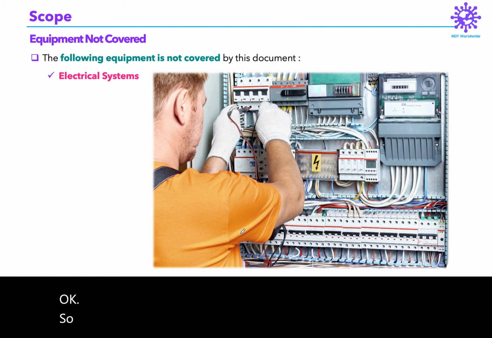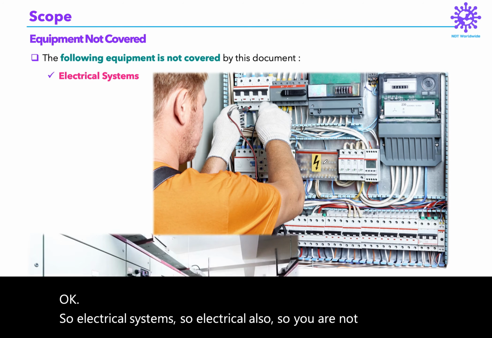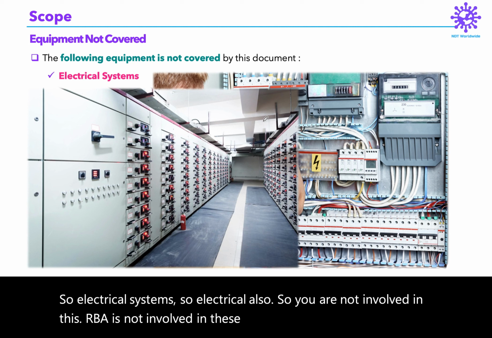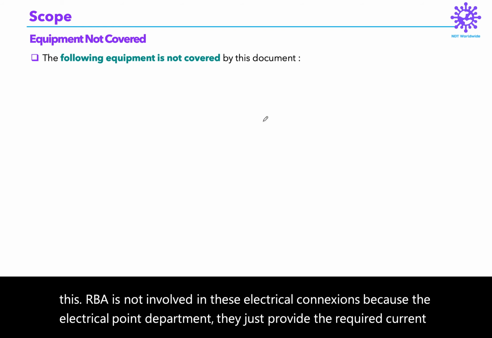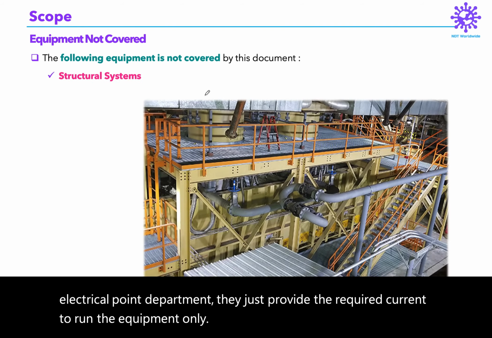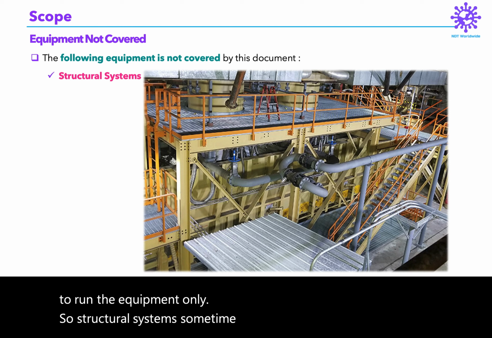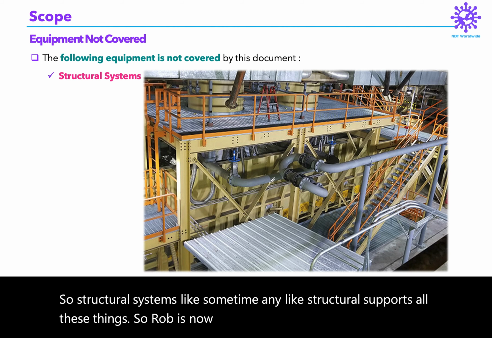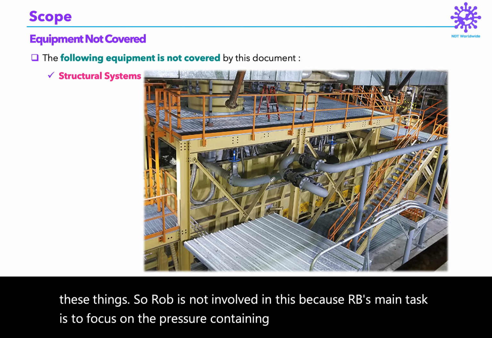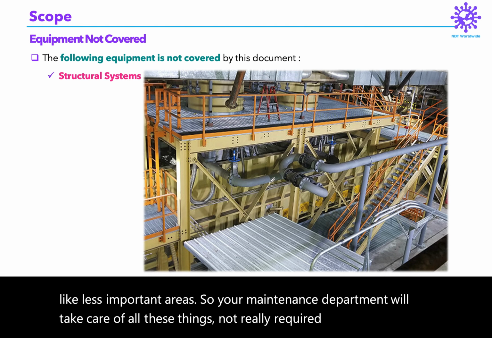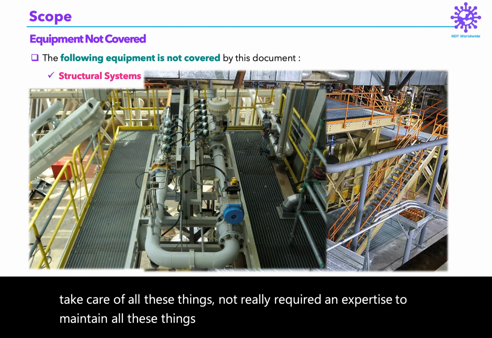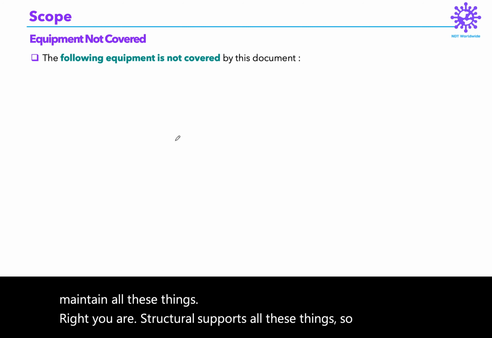Electrical systems, so you're not involved in this. RBI is not involved in these electrical connections, because the electrical department just provides the required current to run the equipment only. Structural systems, like structural supports, all these things. RBI is not involved in this, because RBI's main task is to focus on the pressure containing equipment. These are all less important areas. Your maintenance department will take care of all these things. Not really requiring expertise to maintain all these things, right? Your structural supports, all these things, so not covered by RBI.